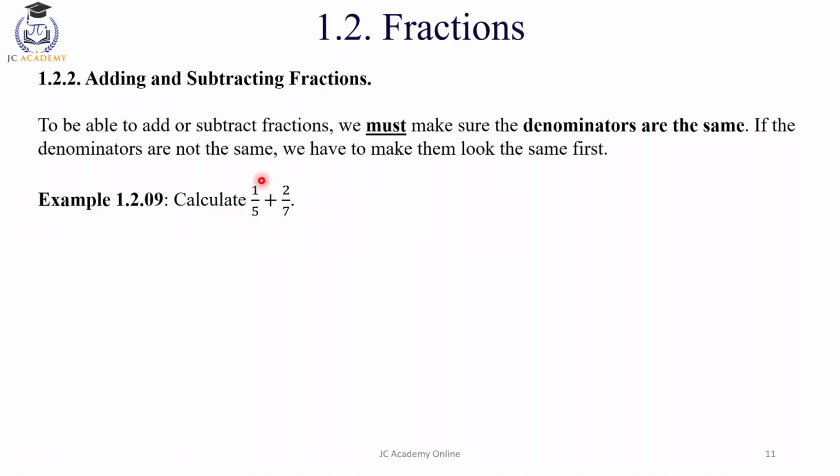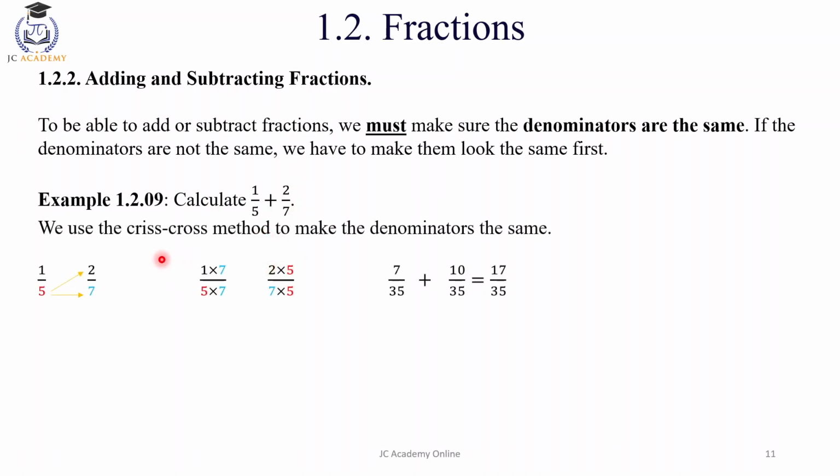We have: calculate 1/5 plus 2/7. Okay, so in order to make the denominator the same, we use the crisscross method. For the crisscross method, we take the denominator of the left-hand side fraction and multiply it with the numerator and the denominator of the right-hand side fraction. So that's going to be 5 times 2, and that's going to be 5 times 7.